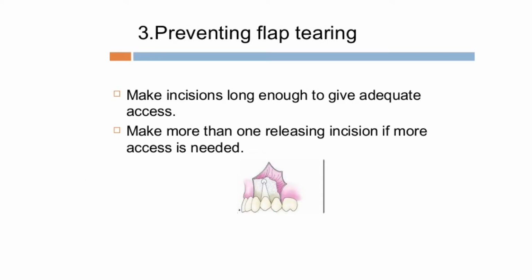So the steps that can be undertaken to prevent flap tearing include, we have to make incisions long enough to give adequate access and make more than one releasing incision if more access is needed. So this prevents flap tearing while retracting the flap to access the underlying tissues.